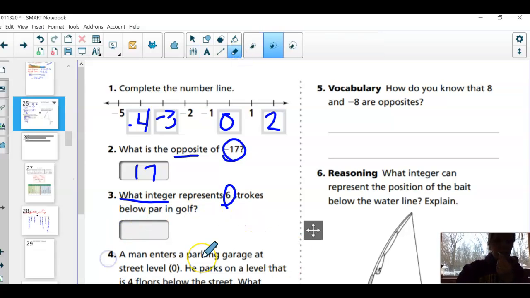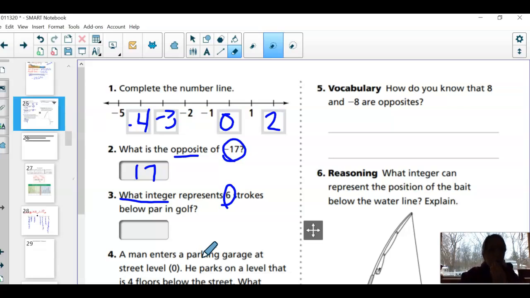So let's first talk about what golf is. Golf is a sport where you try to hit a little golf ball into a hole, okay? If you get par, that means you get 0 points, okay? Golf es un deporte en los Estados Unidos. Si tú tienes par, tú vas a recibir 0 puntos, okay?